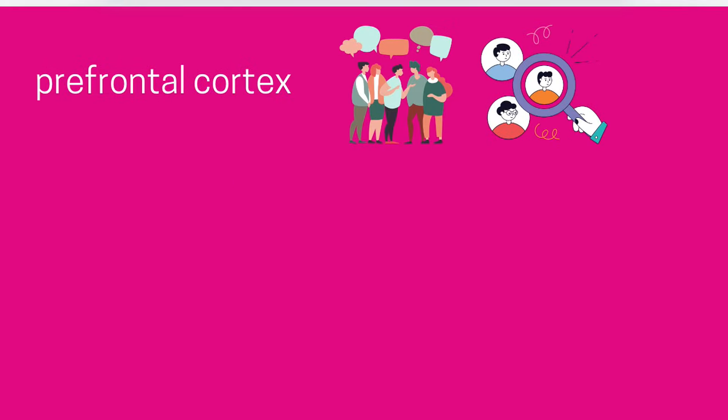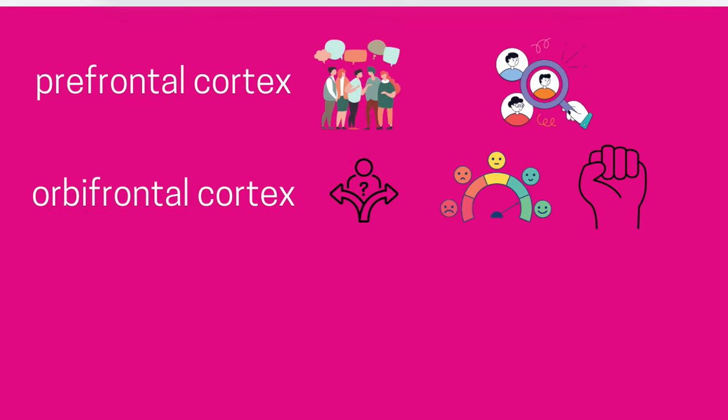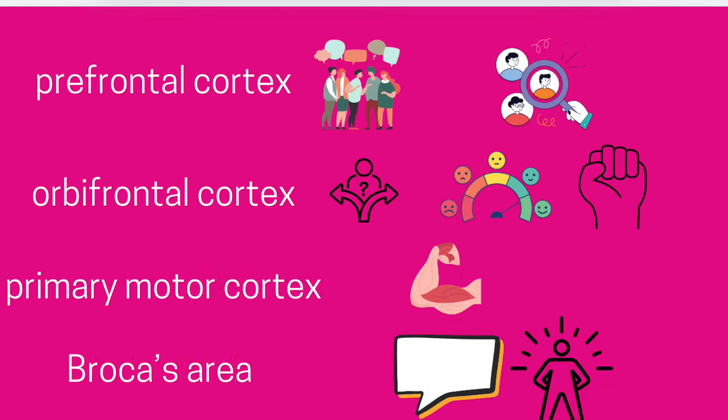The prefrontal cortex is mainly about our daily behavior, for example, our social behavior. It also plays an important role in our personalities. On the other hand, the orbifrontal cortex is involved in our decision-making, emotional regulation, and impulse control. Meanwhile, the primary motor cortex commands our movements by sending signals to our muscles. Lastly, Broca's area is the part of our brain which controls our speech production and self-expression.